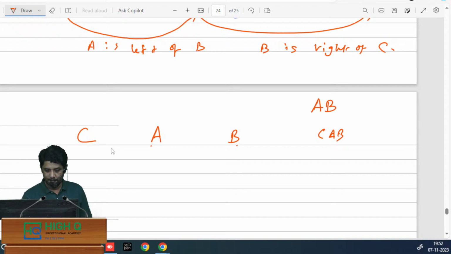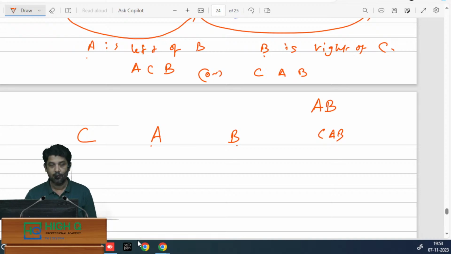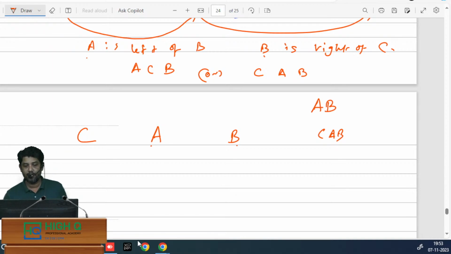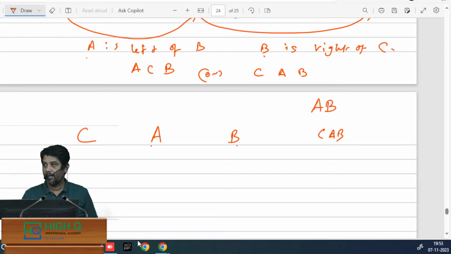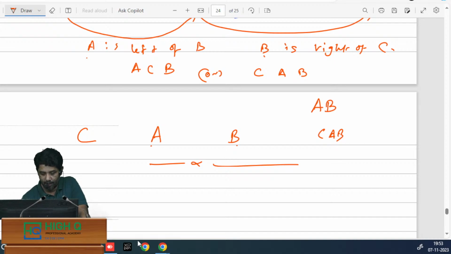I hope you understand. Next one is A is left of B as usual, B is right of C, so C can be here, or C can be here. Do you all agree, my dear? B is right of C only, right? Are both right? I did not say immediate right, so both can be possible. That's what you should be ready for, everything. Is that clear, my dear? So remember this.